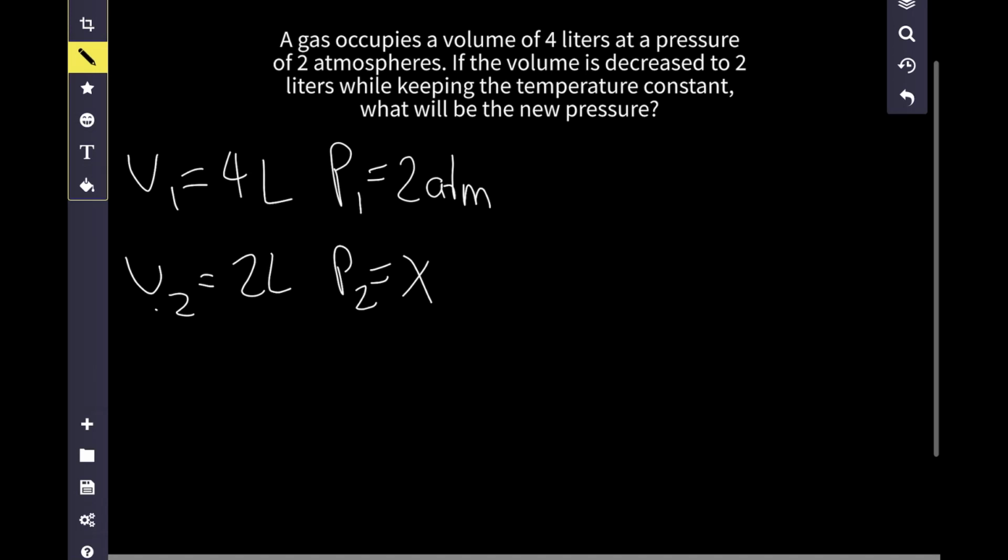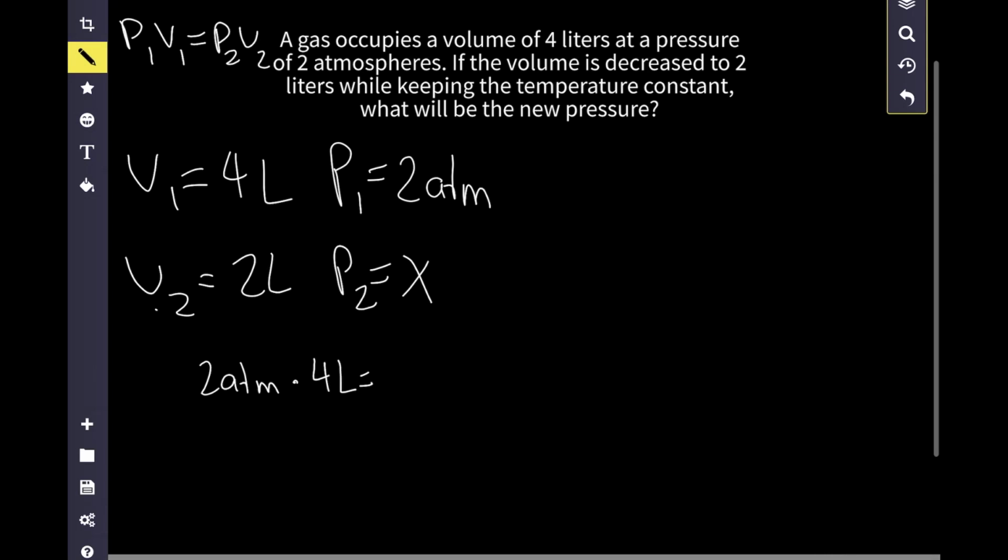Well, we're going to use Boyle's law, which is P1 times V1, no, sorry, I don't know why I wrote 2. P1 times V1 equals P2 times V2. Now, plugging this into our equation, we're going to get 2 atms times our 4 liters equals our unknown, the thing we're trying to solve, which is the X, multiplied by our V2, which is 2 liters.